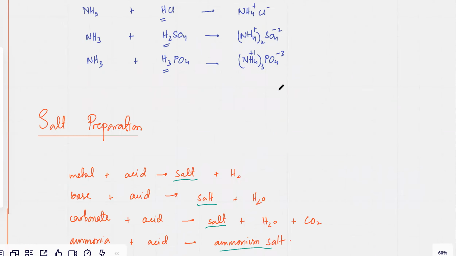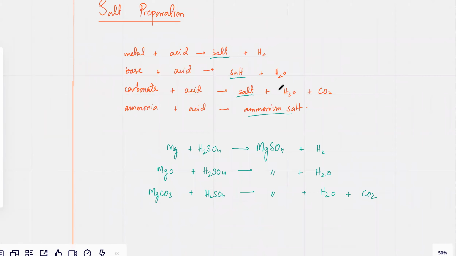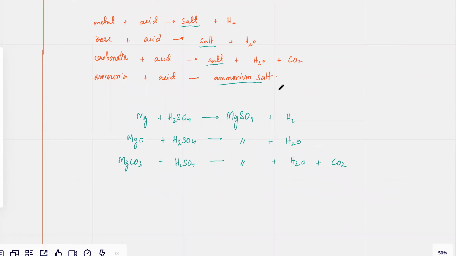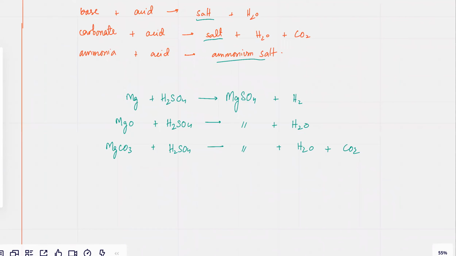So it's up to you which reaction you're going to prefer. You've got 3-4 options, so it's up to you which reaction you're going to use. But remember, guess the acid by looking at the formula of the salt.